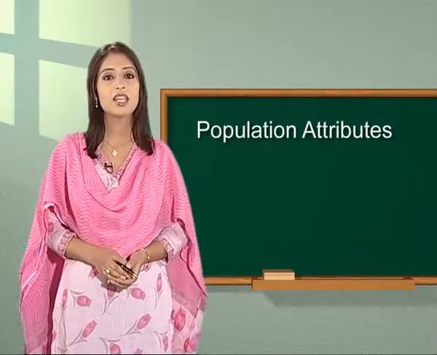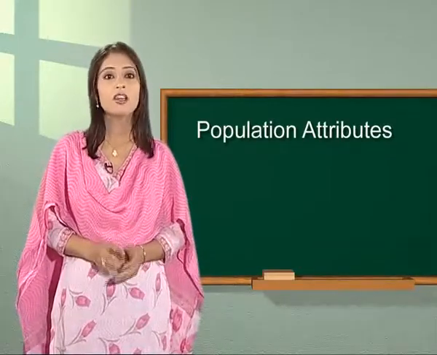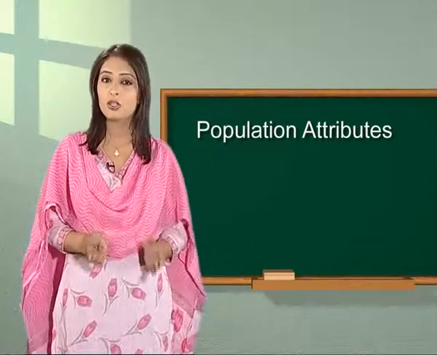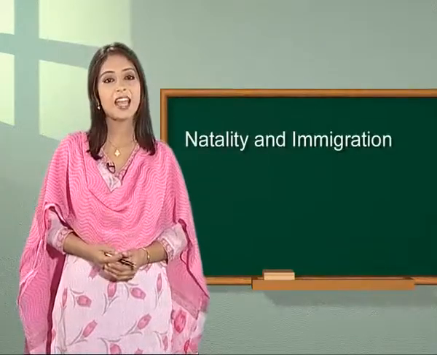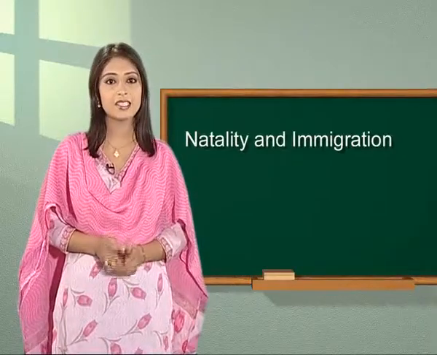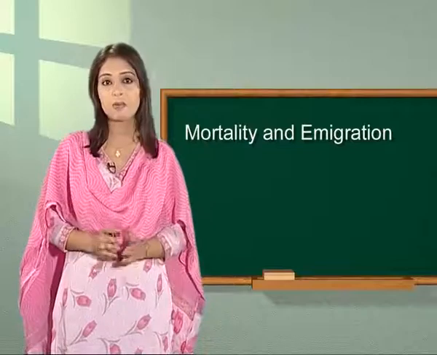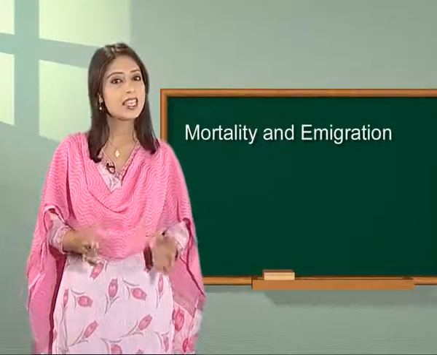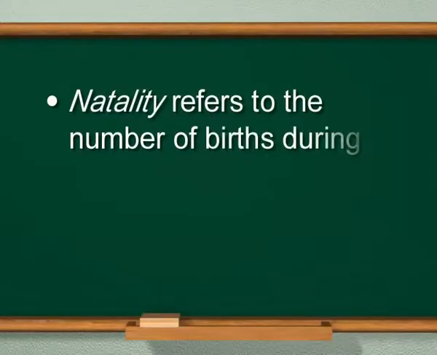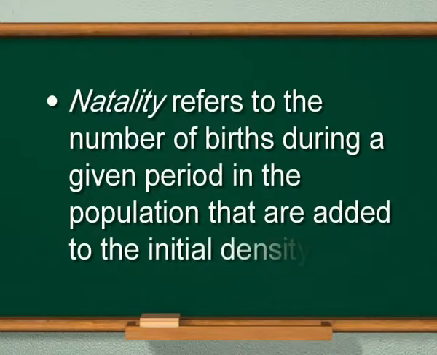The density of a population in a given habitat during a given period depends on 4 basic factors, 2 of which are natality and immigration, which contribute to an increase in population density, whereas the other 2, mortality and emigration, will cause a decrease in population density. See how we can define these factors. Natality refers to the number of births during a given period in the population that are added to the initial density.